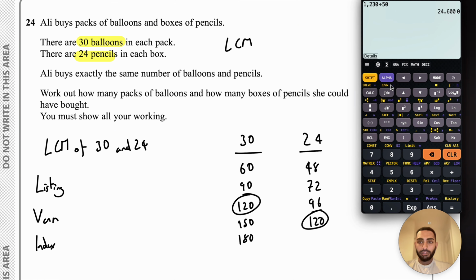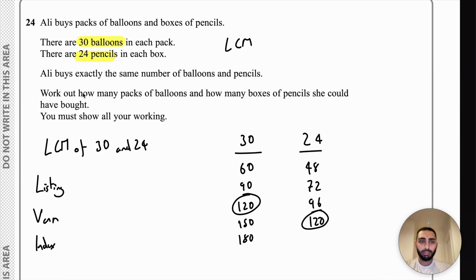And you can just check this. If I type in alpha and this button over here where it says LCM, it creates this bracket. I'm going to type in 30, comma, so shift and this button, this right bracket, and there's a comma above it. And you can see there's a comma that's appeared there, and 24. The lowest common multiple of those is 120, and that just checks it. But you can't just do this straight away. You need to show your working out for it.